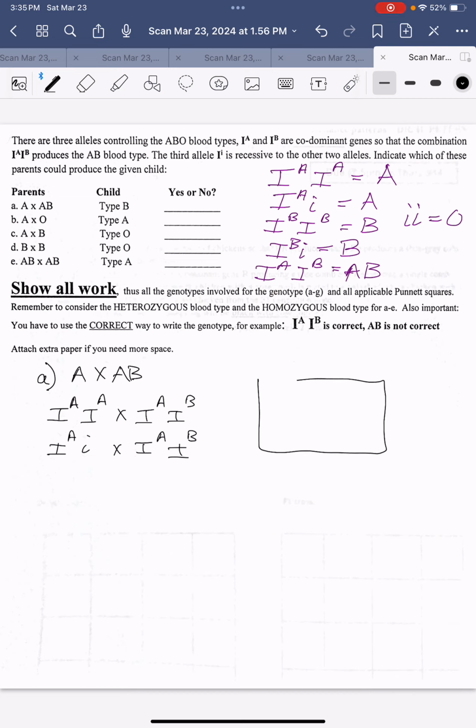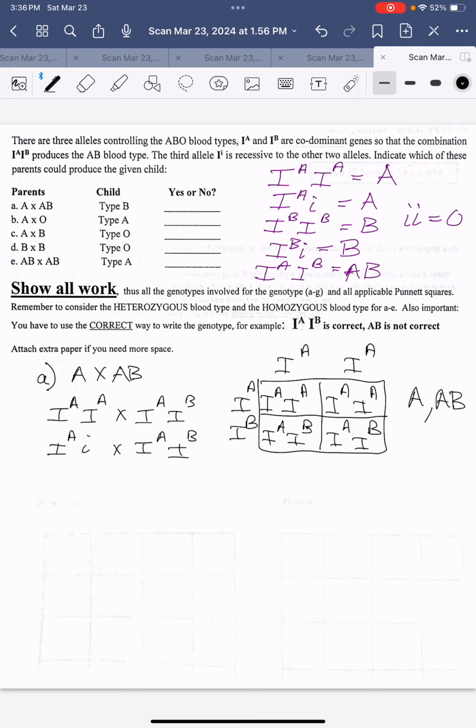If we draw a Punnett square, it'll be a little 4-block Punnett square, and we will put IA IA and IA IB in the first cross. If we combine the possible alleles here, we end up with type A blood that is homozygous, and we end up also with the possibility of type AB blood. So A and AB is possible. But that's not the only blood type we should consider, right? We should also look at the heterozygous type A blood.